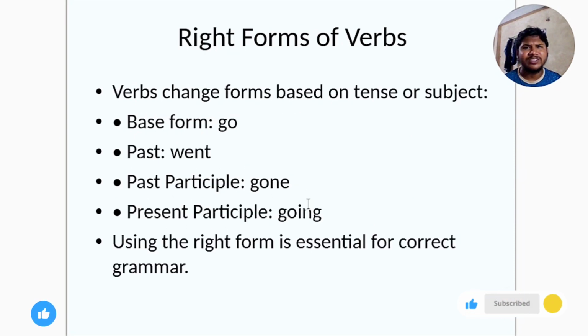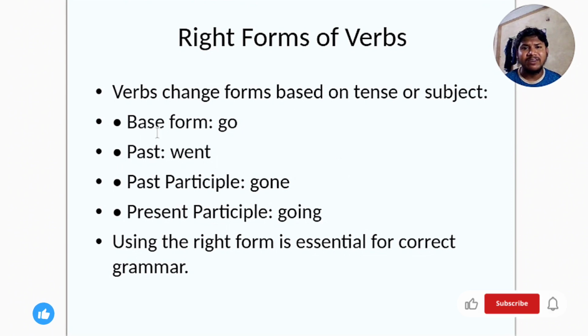And now we will discuss the right forms of verbs. Verbs change based on tense or subject. We can also say verbs change according to the time presented in the sentence. There are three types of tenses we discussed in our previous video, right? Present tense, past tense and future tense. So the forms of verbs are divided according to the tenses.